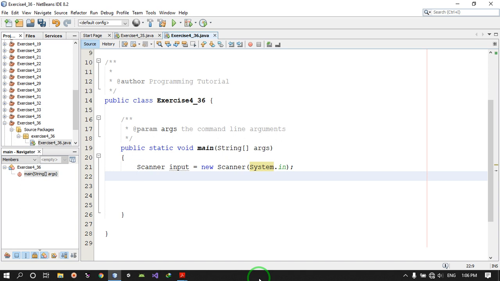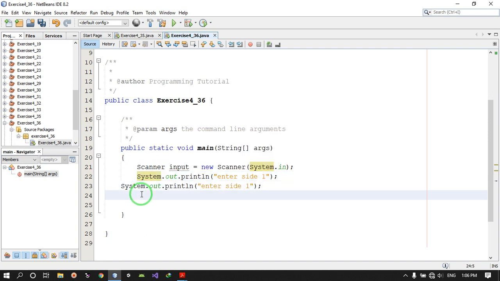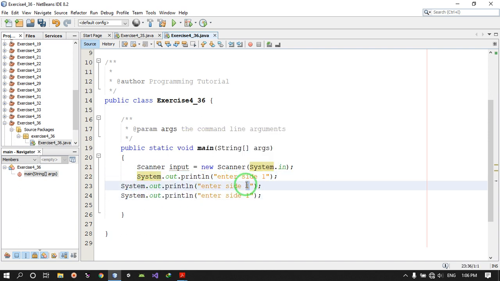Now we have to get the inputs. Enter side 1, then copy and paste it twice: side 2, side 3. Let's take input.